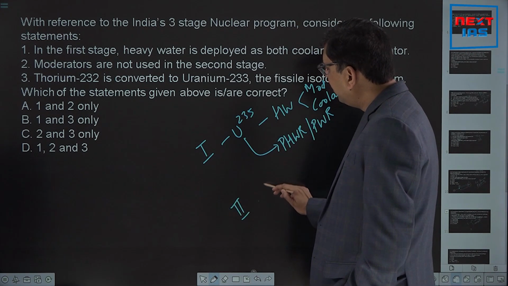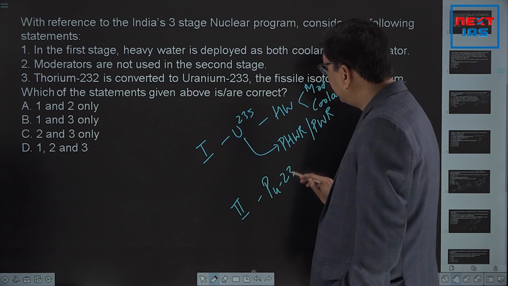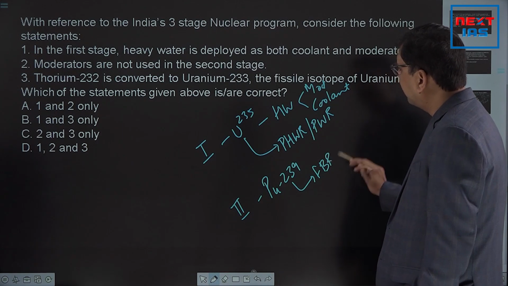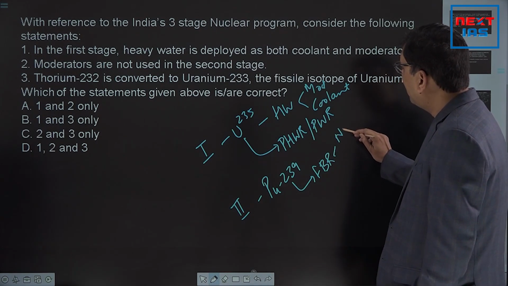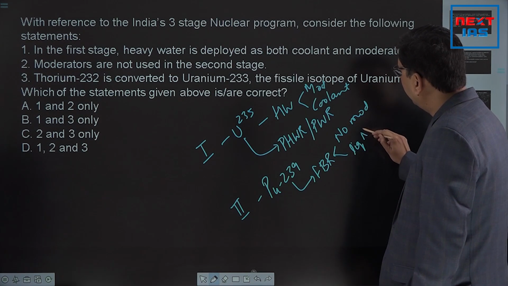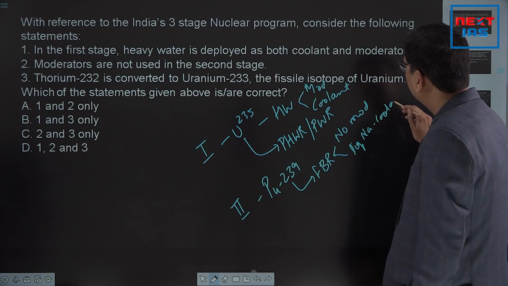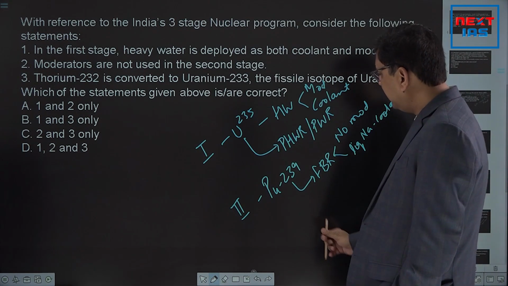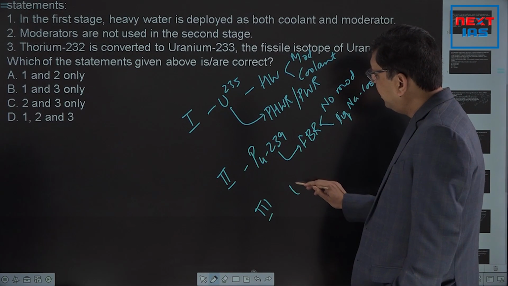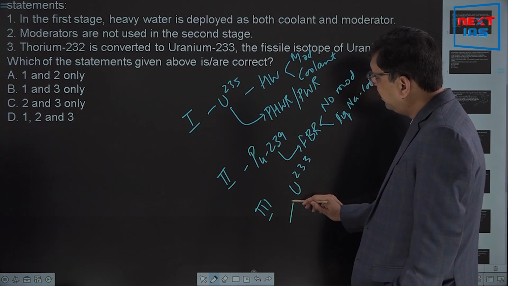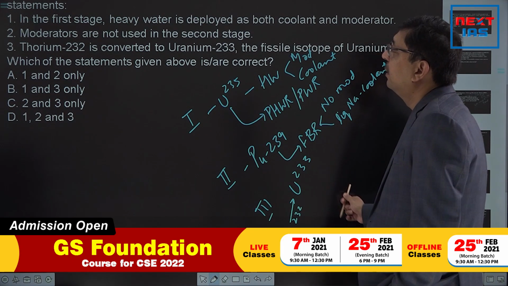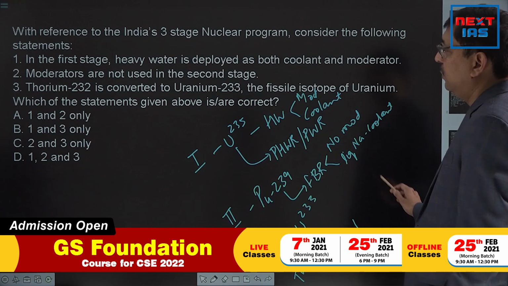Second stage, the fuel is plutonium-239 and the reactor is fast breeder reactor. In a fast breeder reactor, there is no moderator, and liquid sodium is the coolant. Okay, third stage, uranium-233 is the fuel, and this uranium-233 is produced from thorium-232. Okay, fine. So let's see the question.